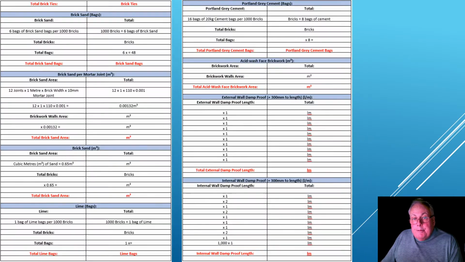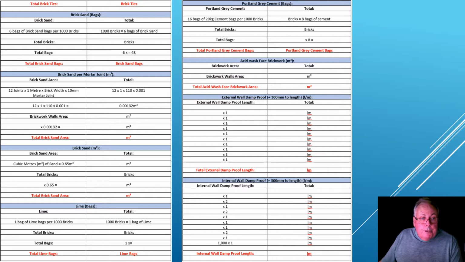Let's have a look at our next page, and we've got sand. How many bags of sand? How many bricks? Okay, so per 1,000 bricks, 6 bags of brick sand. So once you actually work out the total number of bricks, you can quite easily then work out the total amount of bricky sand. And this is in bags, which is a little bit different, but that was something we did find, and so we thought it's worth the effort working this out.